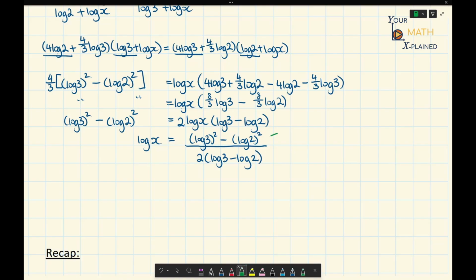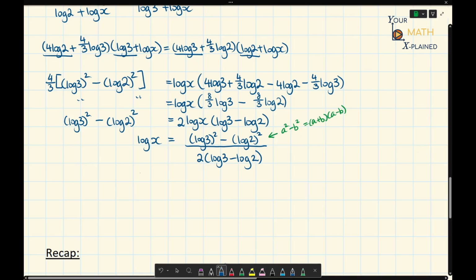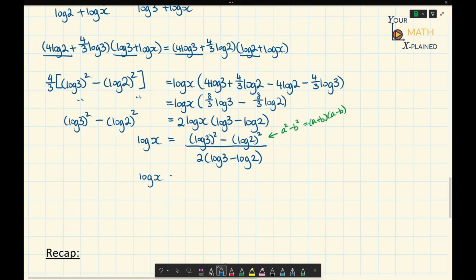But notice how the numerator is just a difference of squares. It looks like a squared minus b squared, and we know that we can factor that into a plus b times a minus b. And if we did that, we would have log 3 minus log 2 times log 3 plus log 2. But then the log 3 minus log 2 is going to cancel out with this part of the denominator. So therefore, we get log x is equal to log 3 plus log 2 divided by 2.